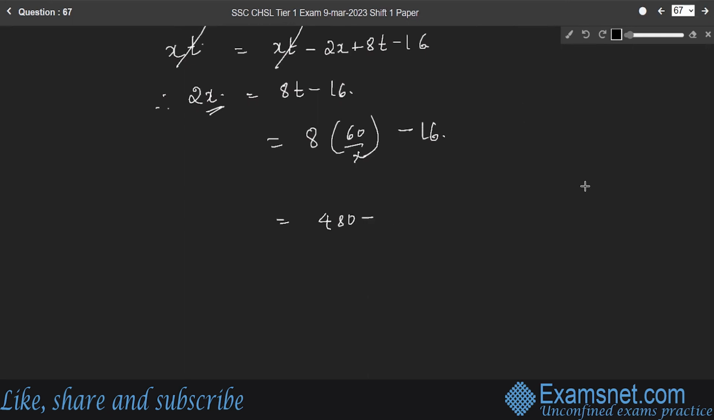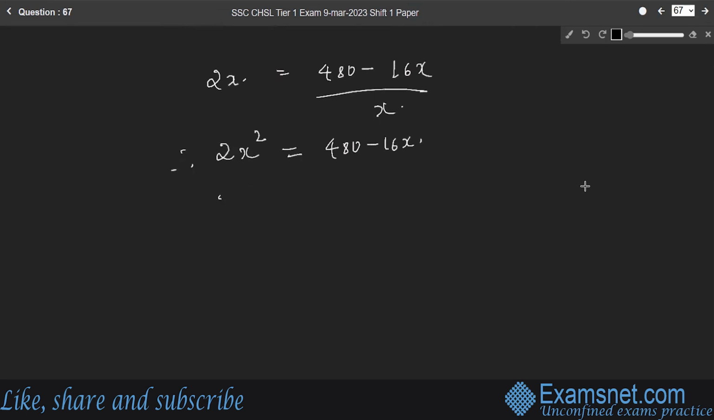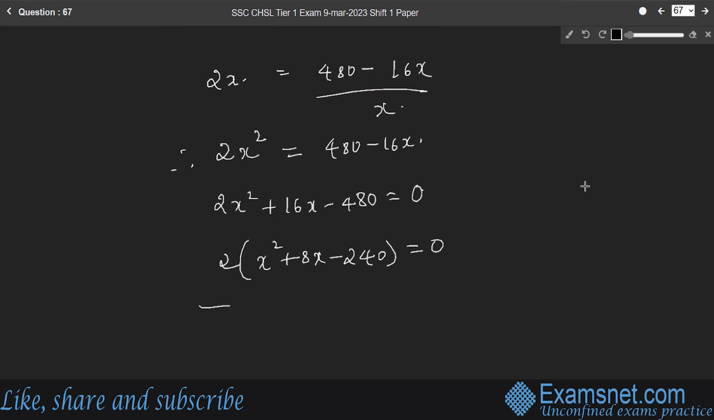Therefore, 480 minus 16x, since x is the LCM, right, is equal to 2x. We'll take x to the LHS part. It becomes 2x square is equal to 480 minus 16x, which is nothing but 2x square plus 16x minus 480 is equal to 0. So we'll take 2 as common. So 2 into x square plus 8x minus 240 is equal to 0. Therefore, x square plus 8x minus 240 is equal to 0.